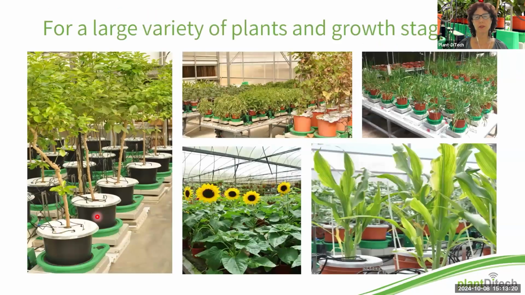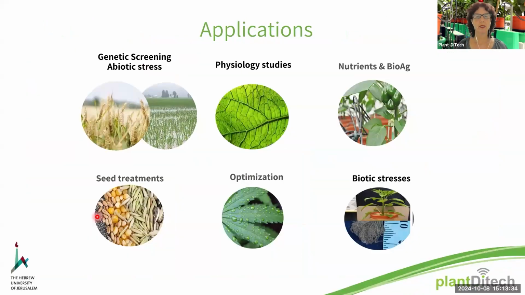The system can work with a large variety of plants, from Arabidopsis through vegetable crops, field crops, and even trees, as you can see here. And there are different applications that are useful to do on the system. It's genetic screening and photovoltaic stress. You can see drought. Also, we can control flood, salinity, and so forth.